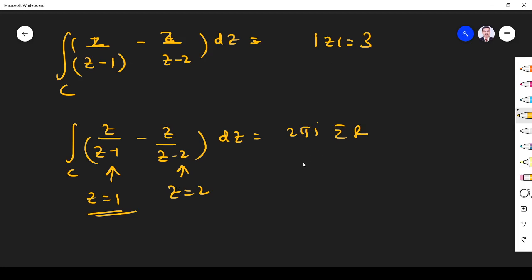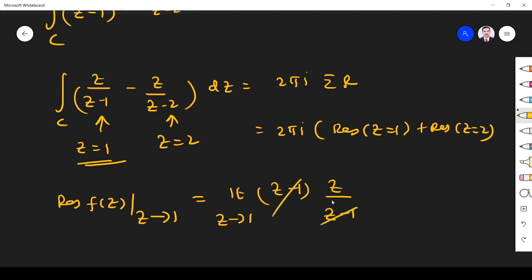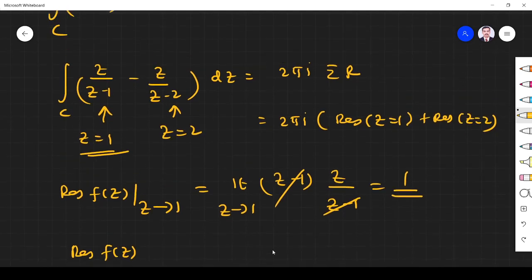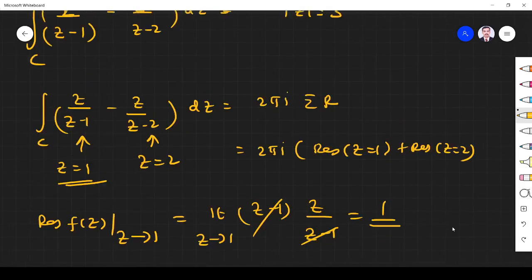So both are lying inside, so I have to find 2 pi i times the residue at z is equal to 1, residue of f of z, right, that we must remember, plus residue at z is equal to 2. I find the residue of f of z at z tends to 1, that is given by limit z tends to a, where a is 1, z minus 1 times f of z, which is z by z minus 1, the 1 cancels, z is equal to 1. So this is the first residue, right. What about the second residue? I have to find the residue of f of z, sorry, f of z in full. F of z is completely what we have to take.